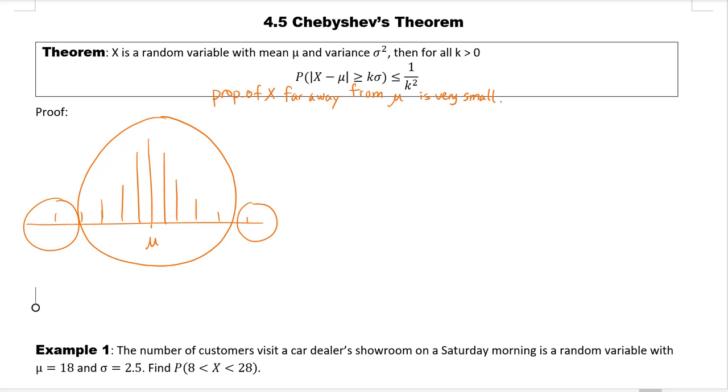This is the same as saying the probability that the distance is greater than or equal to k sigma. So it means either X minus mu is less than or equal to minus k sigma, or X minus mu is greater than or equal to k sigma. This probability is less than or equal to 1 over k squared.